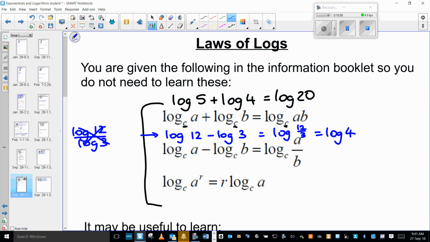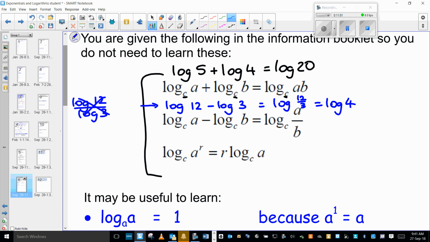This one here is one that often people forget. If you have a log statement with something with a power, so for example, if I had log of 3 to the power 4, I could rewrite that as 4 log 3. So my power just literally comes to be in the front. And obviously these are all in reverse as well. So if I had 4 log 3, I could change that to be log of 3 to the power 4. Okay? That's the most common one.